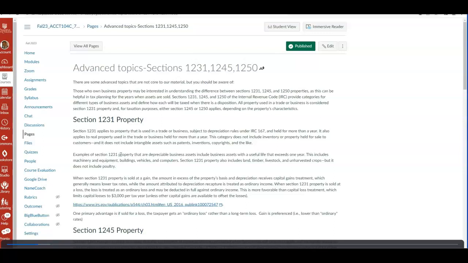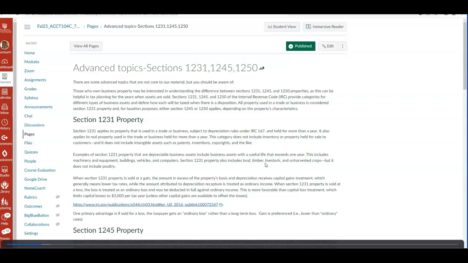Examples of section 1231 property that are depreciable business assets include assets with a useful life that exceeds 1 year. So make sure you understand that it has to exceed 1 year of life, has an estimated useful life of 3 years, 5 years, something like that. And it has to be a business asset. This includes machineries, equipment, building, automobile, computers. All of them are section 1231.